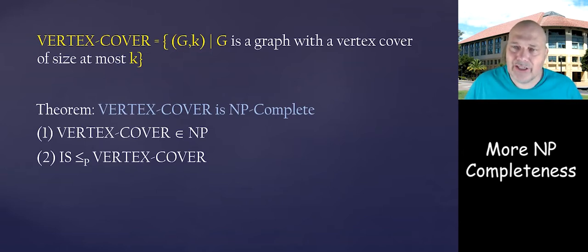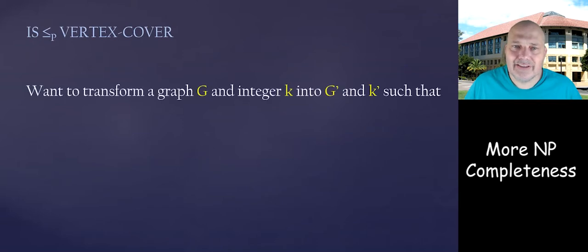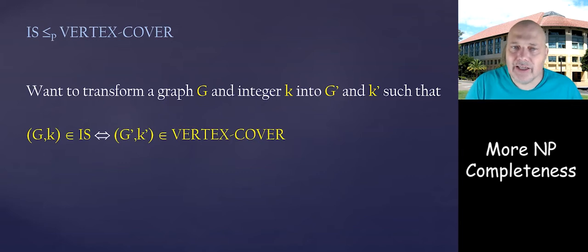Try to think about a reduction. It's not as trivial, but it's interesting. So let's do that. You want to transform G and K into G prime and K prime, such that G, K is in independent set if and only if G prime, K prime is in vertex cover. So that's the syntax. Both of them get a graph and an integer, so you want to transform a graph and an integer to another graph and another integer.